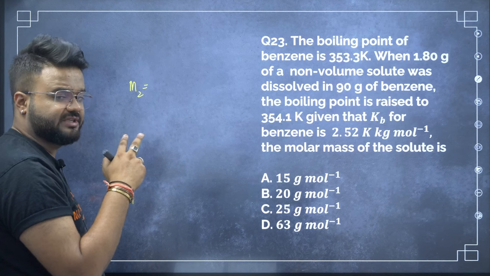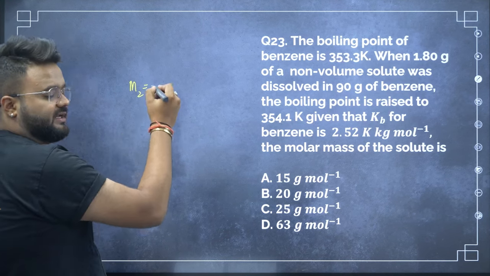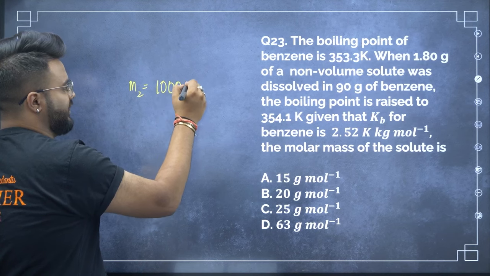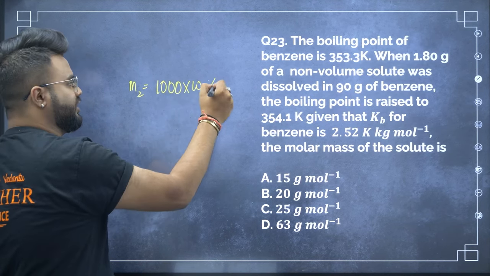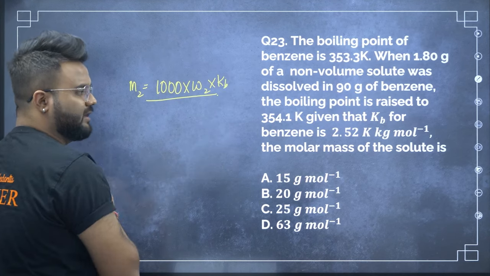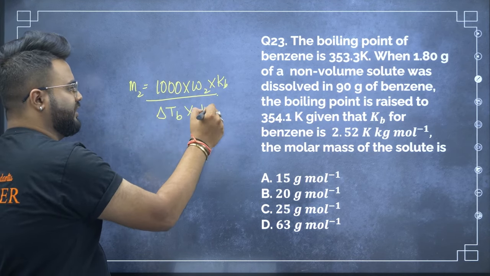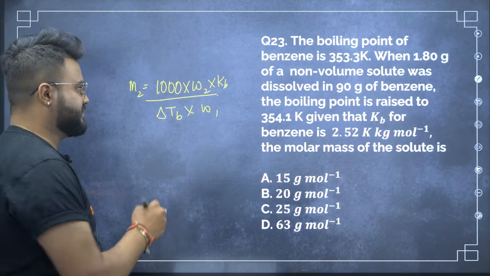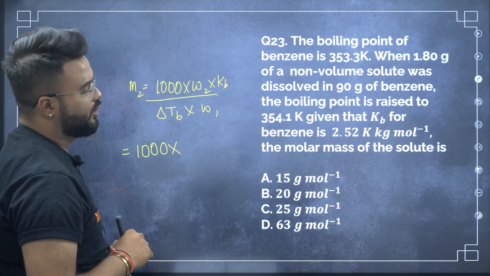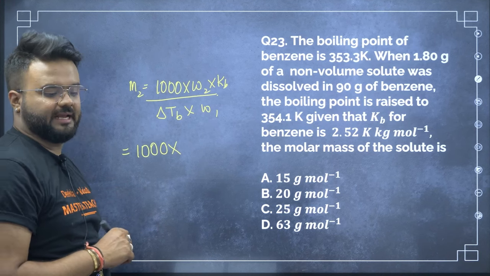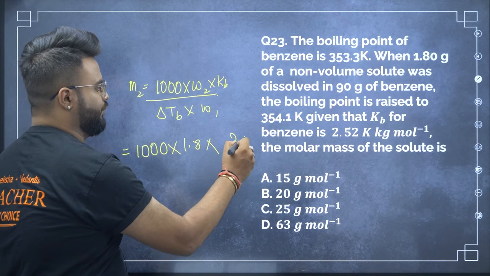That is, I'm just changing the elevation of boiling formula. Directly I've changed it and I'll be writing it. That is 1000 into W2 into KB divided by delta TB into W1. Clear? Now substitute 1000 into W2. What will be the W2? 1.8. So 1.8 into 2.52.